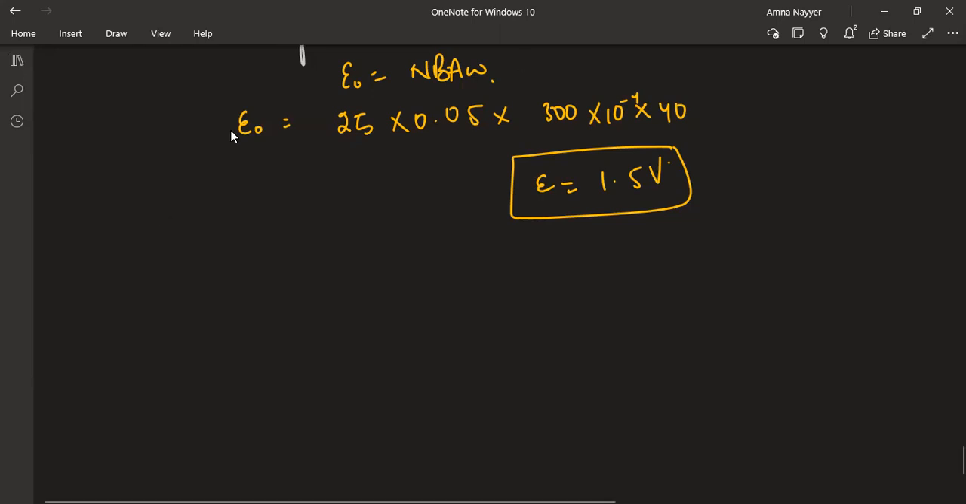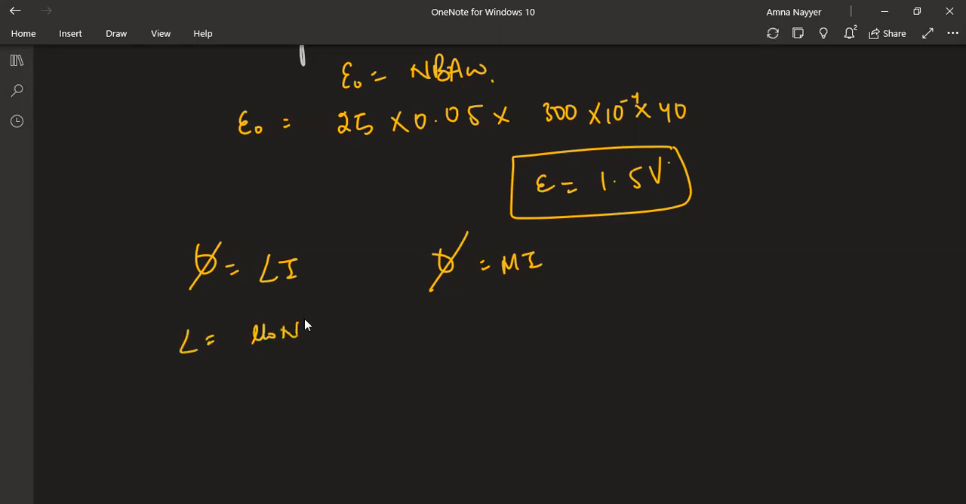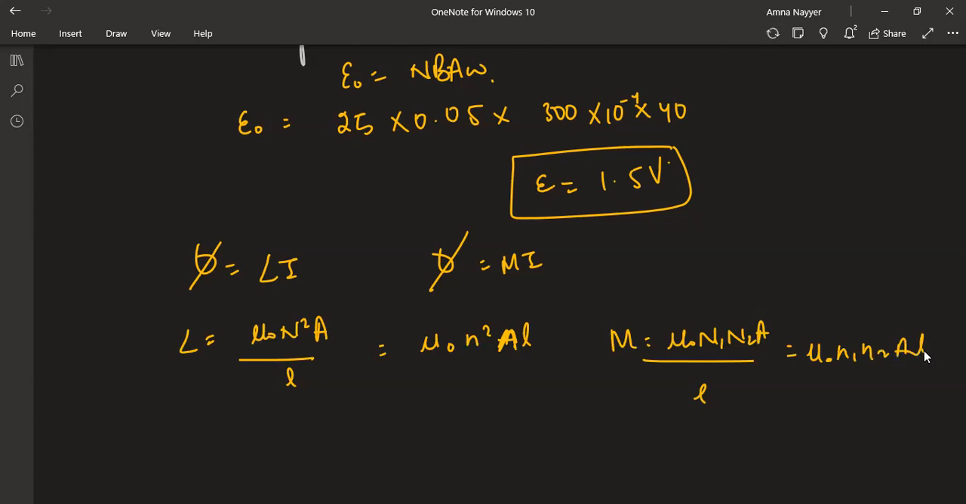See, the formula of self-inductance we did: Phi is equal to Li, same way with mutual inductance, Phi is equal to MI, where L is the self-inductance and M is the mutual inductance. Then for self-inductance of a long solenoid, we did the formula mu naught N square A by L, or if you want to write it in number of turns per unit length, mu naught n square A into L. And same way for M, this is mu naught N1 N2 A by L, so this is equal to mu naught n1 n2 A into L. These were the formulas. Now let us practice some questions based on this.